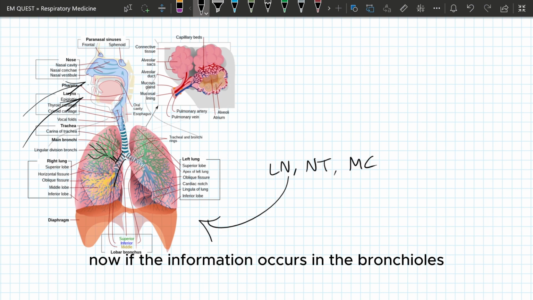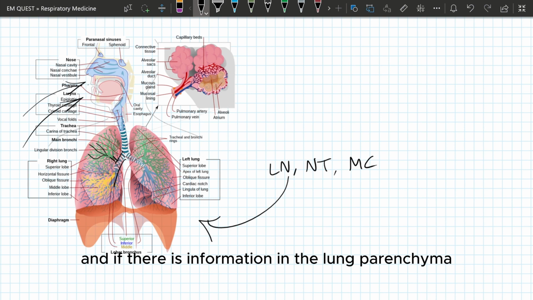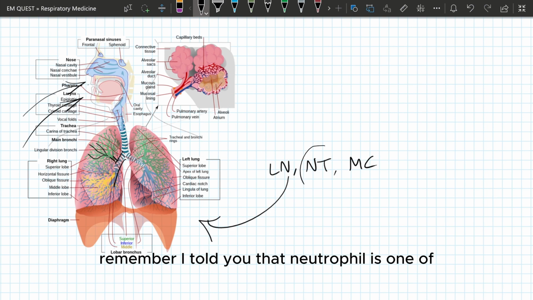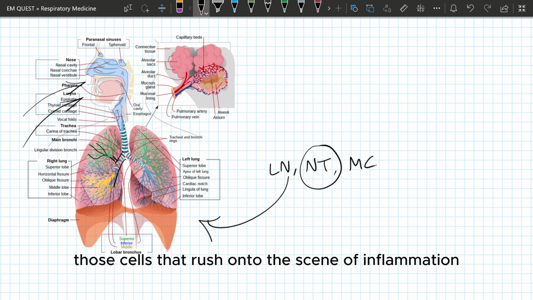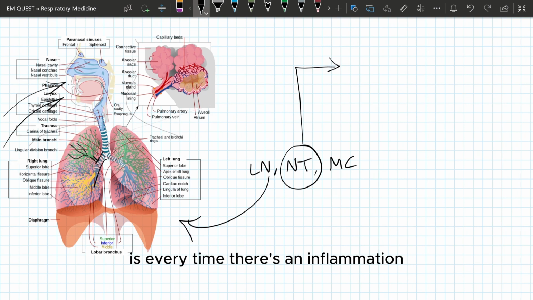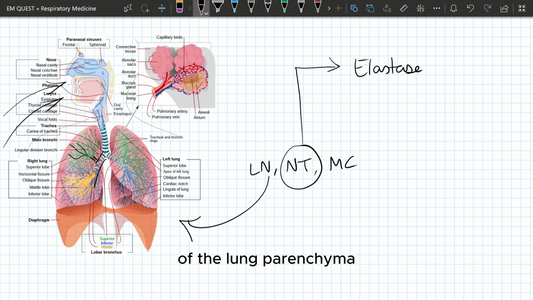Now, if the inflammation occurs in the bronchioles or in the airway, then it causes increased mucus production. And if there is inflammation in the lung parenchyma, then it is going to destroy the tissue matrix. Remember, I told you that neutrophil is one of those cells that rush onto the scene of inflammation. Although neutrophil is designed to help our body, every time there's an inflammation, it releases something known as elastase. Elastase is infamous for destroying the matrix of the lung parenchyma.